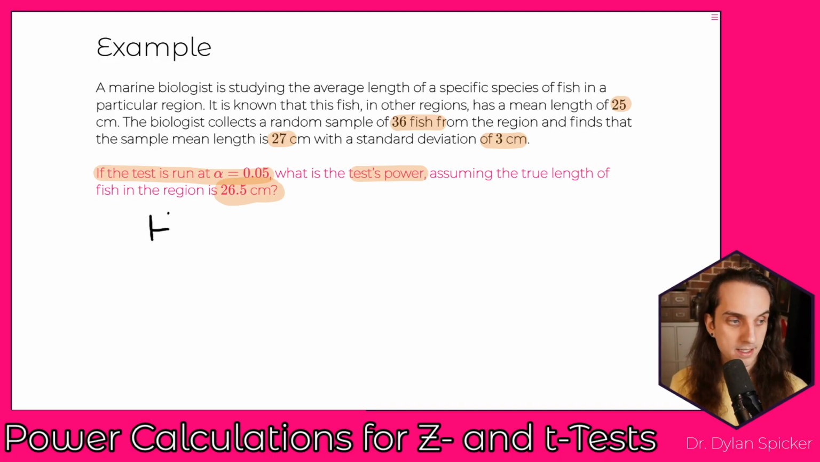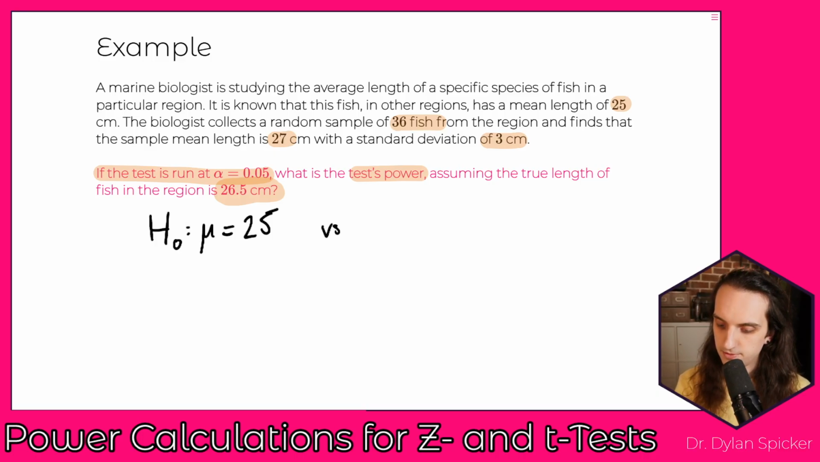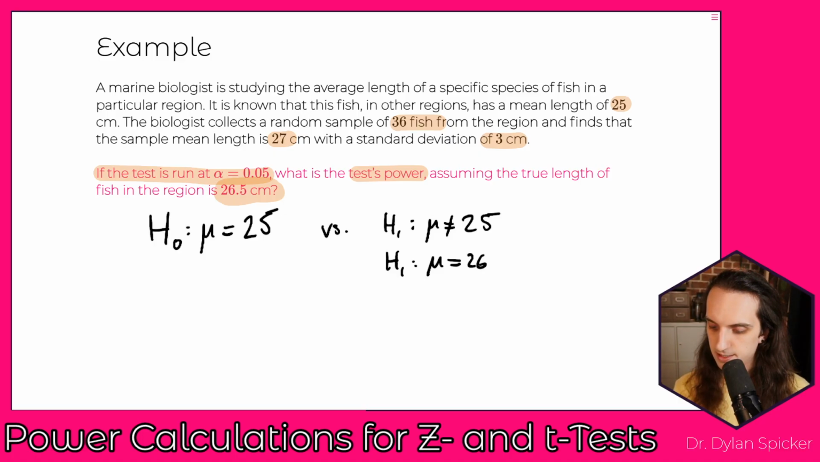hypothesis is rejected, where the null hypothesis in this case is going to be that H naught: mu is equal to 25. Right? And so normally we would want to be testing versus the alternative of mu not equals 25. But here we're saying, well, what if it turns out that the alternative we're actually considering is that mu is equal to 26.5? How likely is it that if it turns out the truth is 26.5, we are going to reject the null hypothesis? Okay. And so the important thing to note here is that we have our standard deviation of S equals 3.